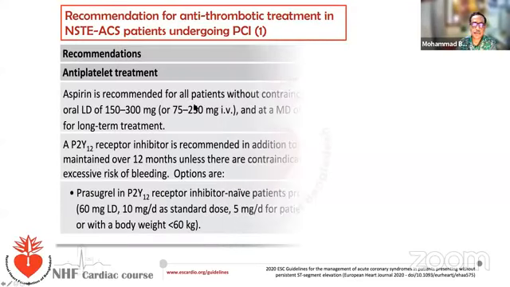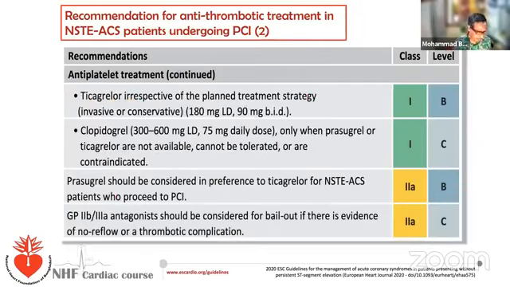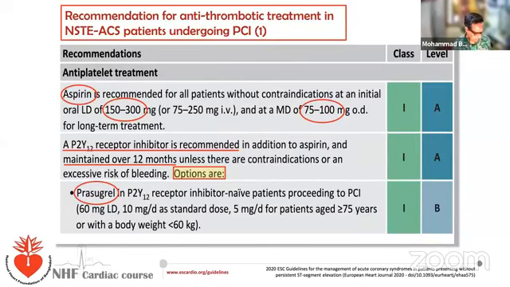Now, we all know aspirin is recommended for all patients without contraindication, with a loading dose of 150 to 300 and a maintenance dose of 75 to 100. Next, a P2Y12 receptor blocker is recommended in addition to aspirin, and it should be maintained over 12 months unless contraindicated. But which P2Y12 receptor blocker should we use? The options are, number one, prasugrel. Just look at it. Prasugrel is specifically indicated for patients who are undergoing PCI.